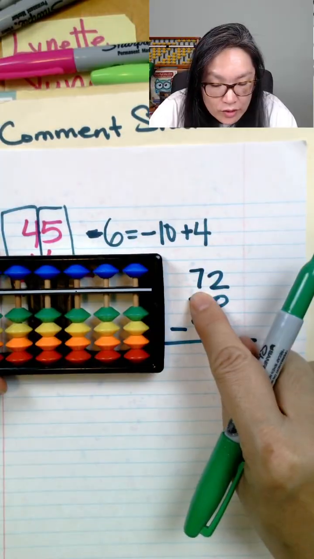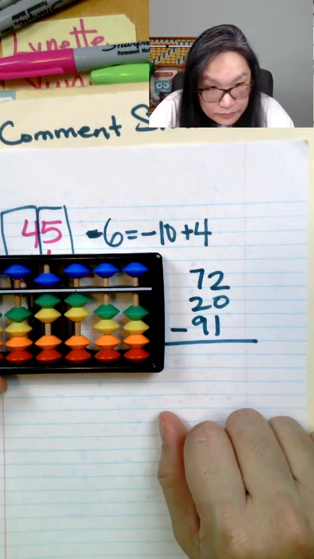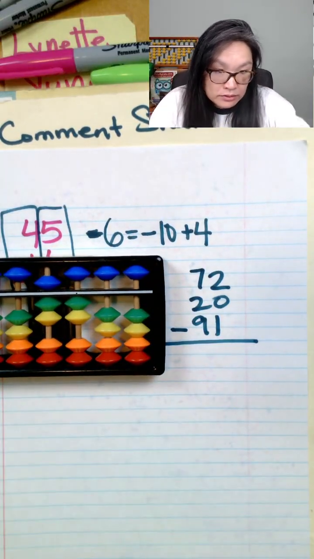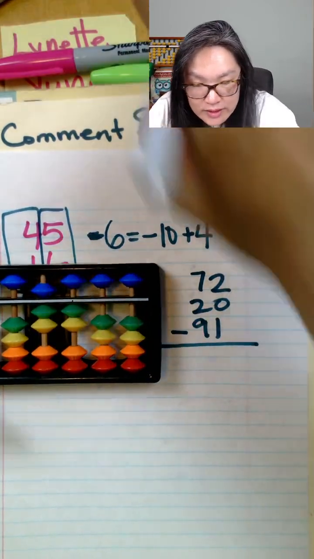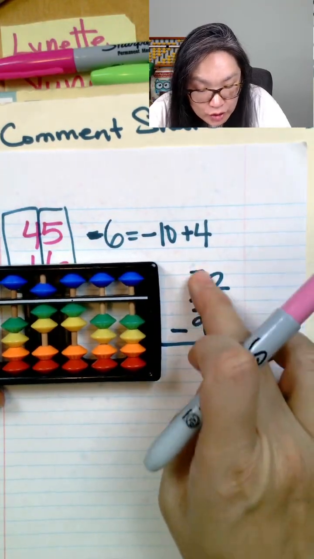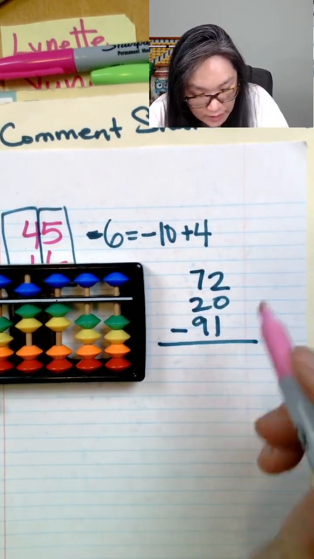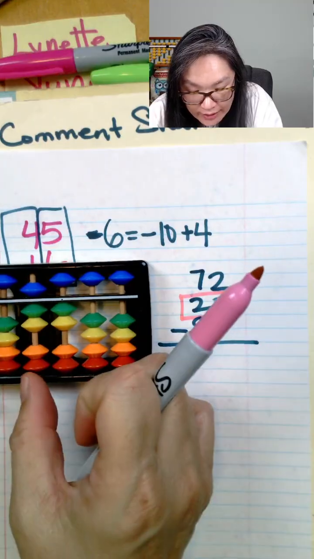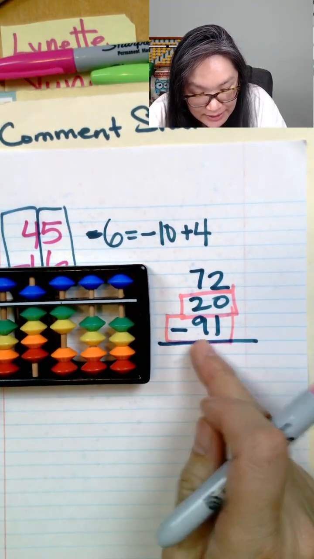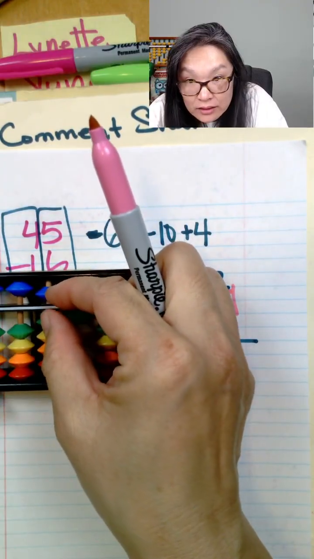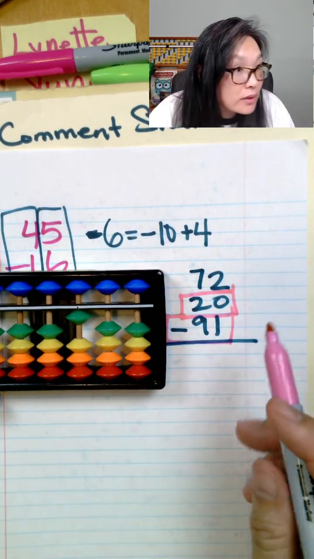So here I'm going to do 72. I add my 70 and I add my 2. Now notice when I look at it, I don't do the tens first and then the ones. I do the whole number. So I add the 20 and I add the 0. And then now I have to minus the 91. So I take away the 9, right? Take away the 9 and then take away the 1. Oh, my answer is 1. That was easy.